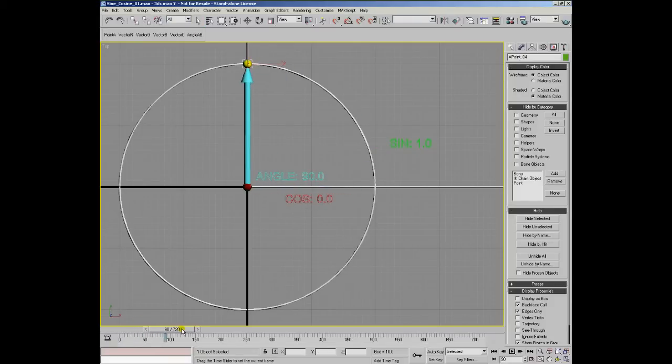Then, at 90 degrees, the cosine is 0. Then, at 180 degrees, it goes to -1. At 270, it's back to 0. And at 360 degrees, it reaches 1 again. The cosine function is also periodical, and it's actually very similar to the sine function. It's just offset by 90 degrees.